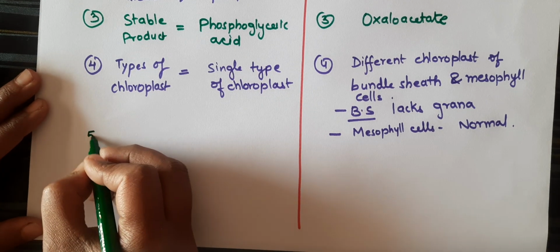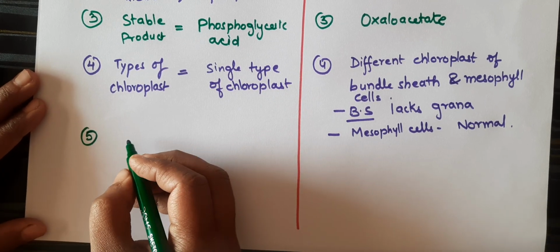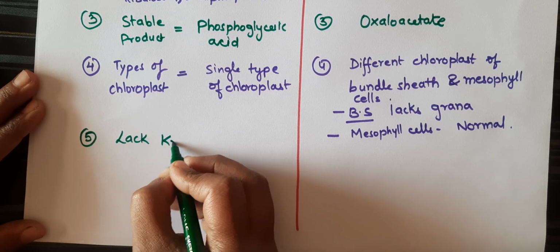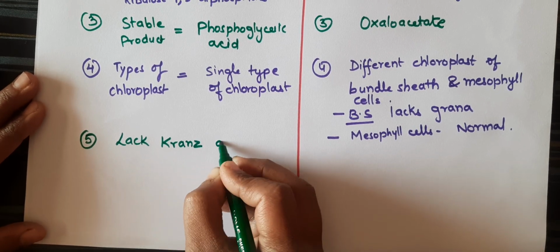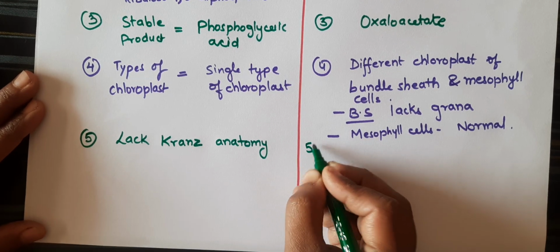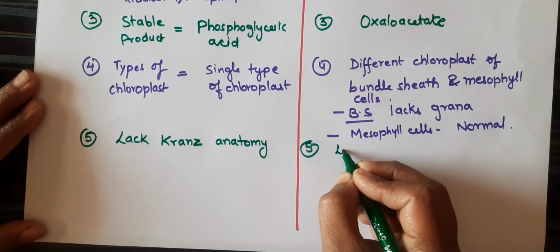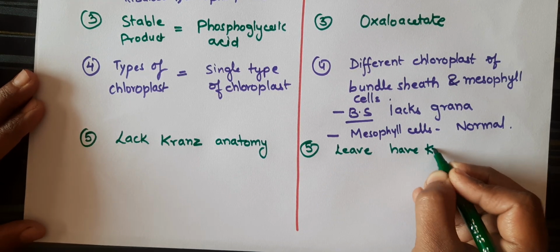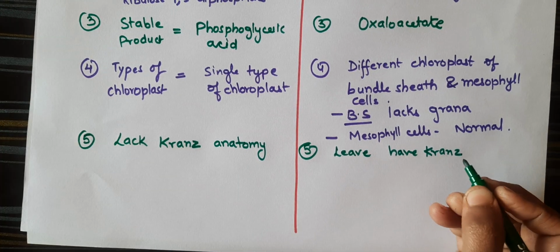The next difference is that C3 plants lack Kranz anatomy, whereas the leaves of C4 plants have Kranz anatomy.